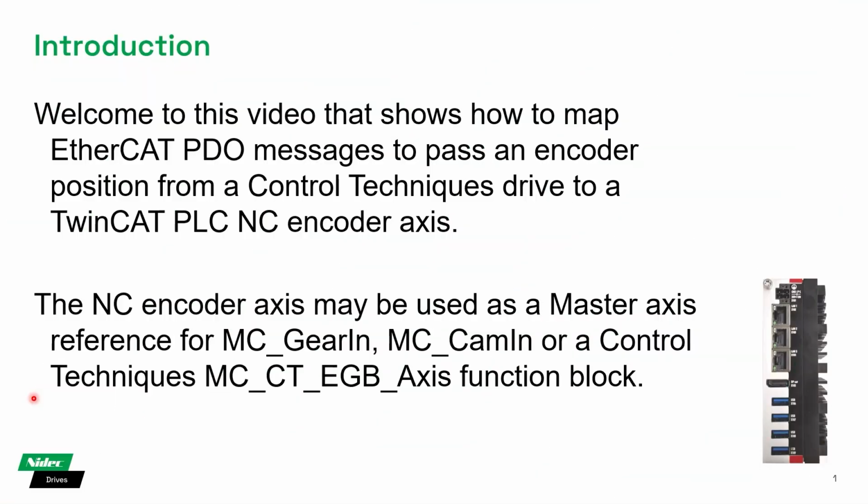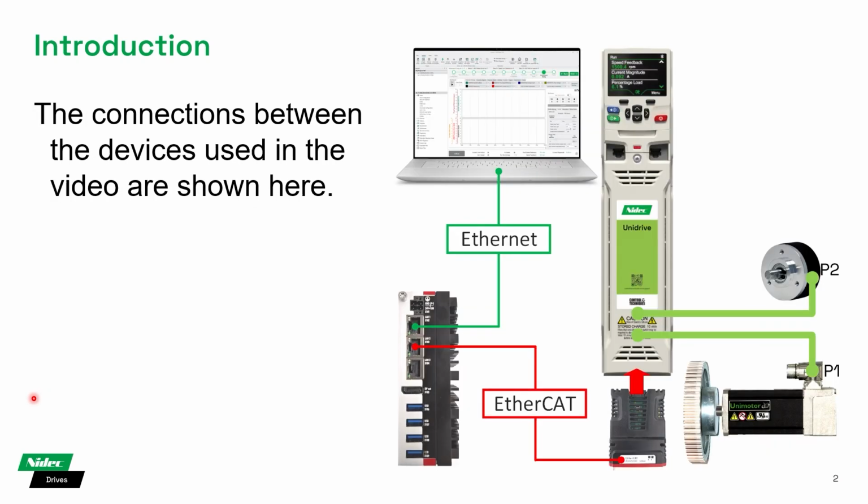Hi, welcome to this video that shows how to map EtherCAT PDO messages to pass an encoder position from a Control Techniques drive to a TwinCAT PLC NC encoder axis. The NC encoder axis may be used as a master axis reference for function blocks like MC gear in, MC cam in, or a Control Techniques MC CT EGB axis function block.